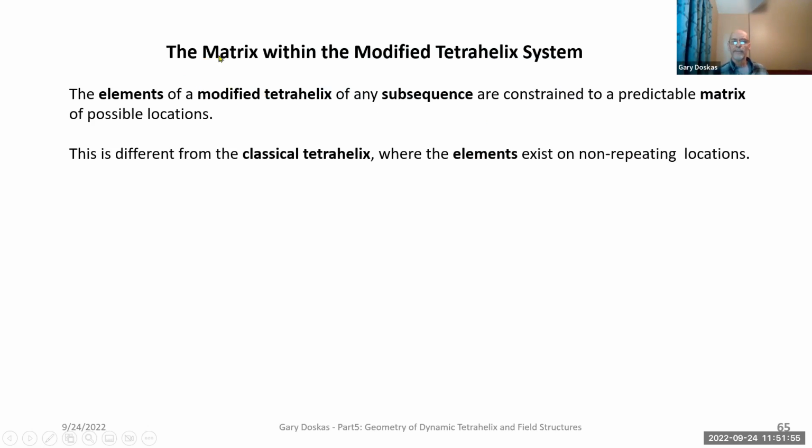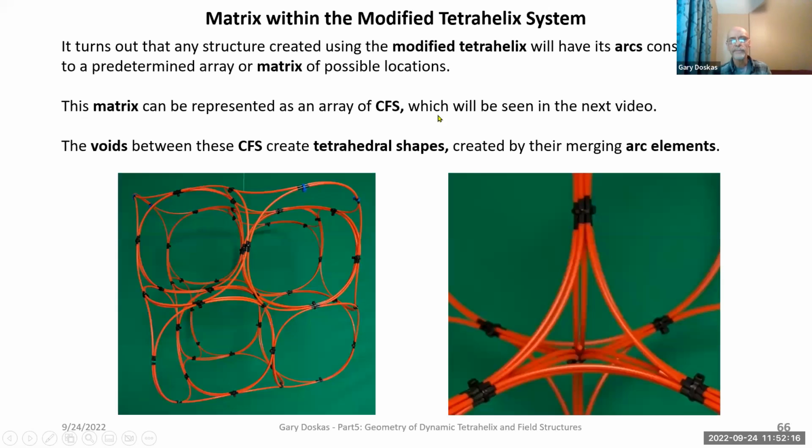So now I'll talk a bit more about this matrix that's found within this modified tetrahelix system. The elements in this modified tetrahelix of any subsequence are constrained to a predictable matrix of possible locations. This is different from the classical tetrahelix, where the elements exist on non-repeating locations. This is just a subset of the matrix I'm referring to. Any structure created using a modified tetrahelix will have its arcs constrained to a predetermined array or matrix of possible locations you see in this diagram.